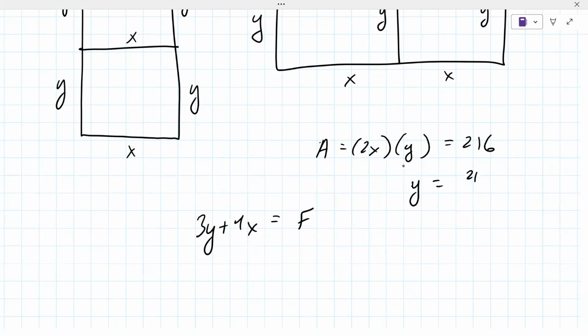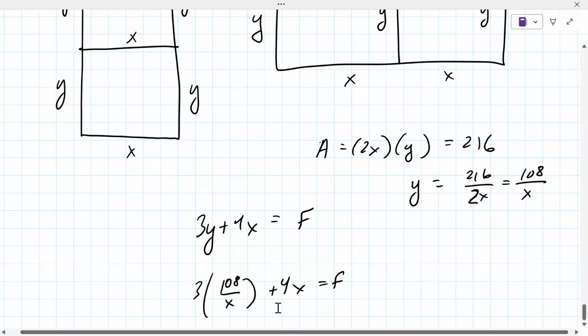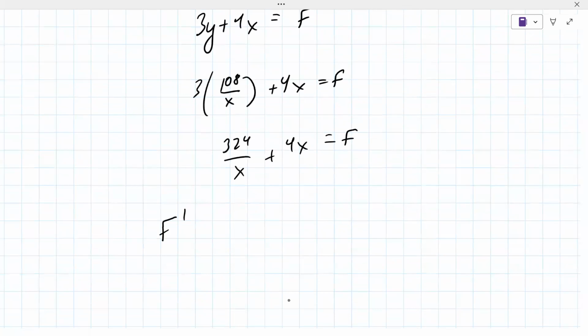So y is equal to 216 over 2x, which is 108 over x. 3 times 108 over x plus 4x equals f. So that's 324 over x plus 4x equals f. So now you can take a derivative. F prime is minus 324 over x squared plus 4, set it equal to 0.